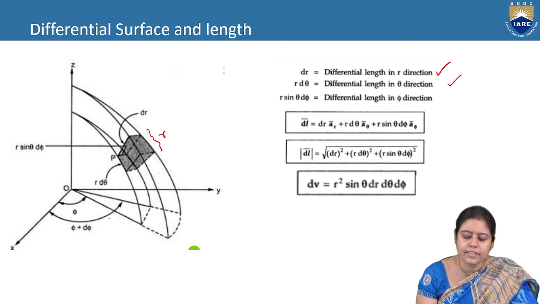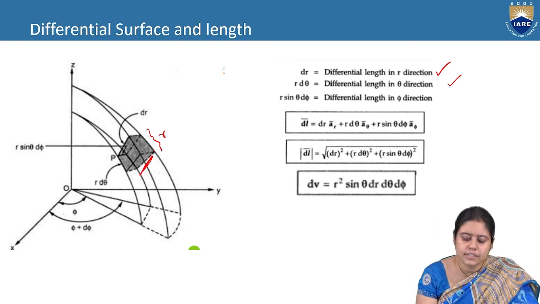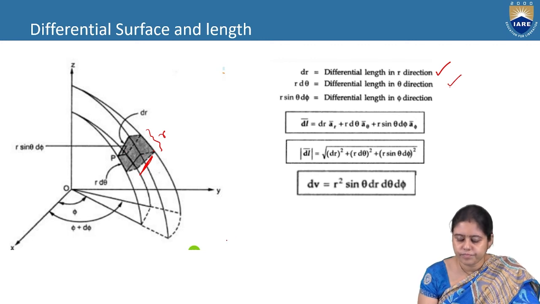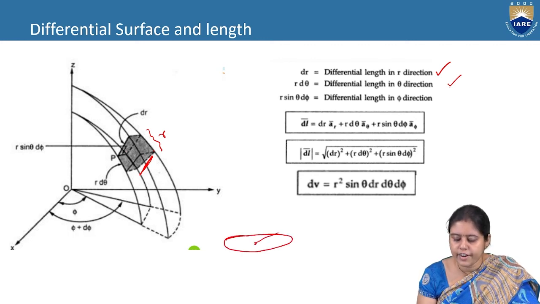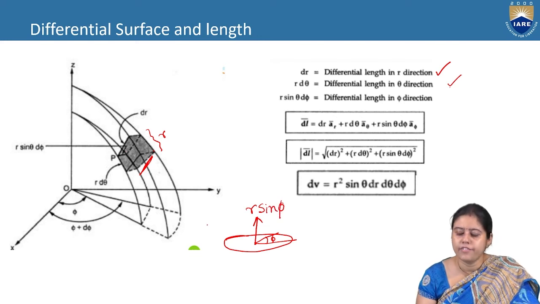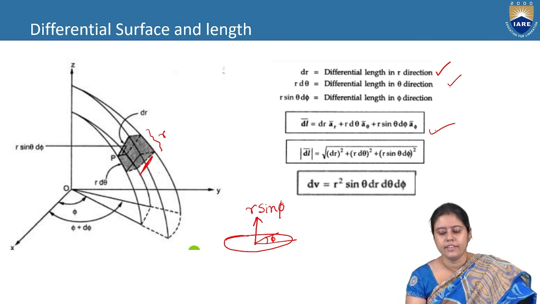What is the angle in the y direction? So what is the differential length? If this is phi, what is the y axis value? If this radius is r and the angle is phi, the y axis value is r sin theta. So this is r sin theta and the variable is d phi. So this is the differential length.